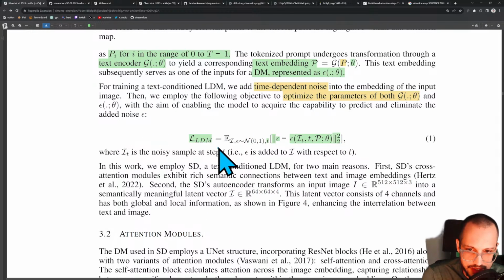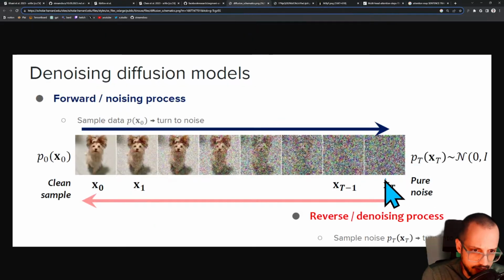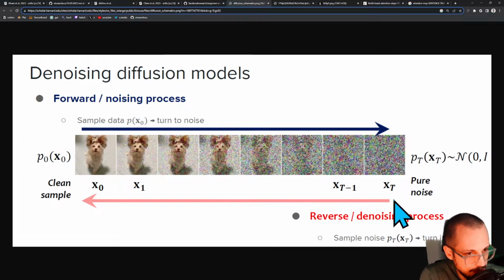I_t is the noisy sample at time step t, right? So as we were saying before, the diffusion model is doing this over a bunch of time steps. It's time dependent. The noise is time dependent. So the time step matters here.